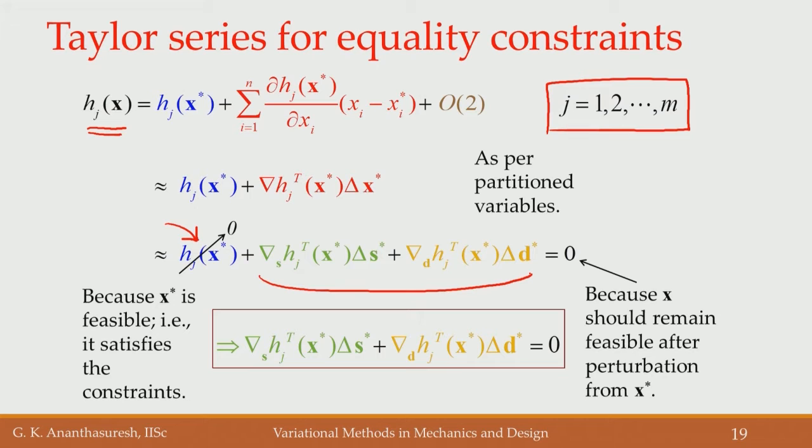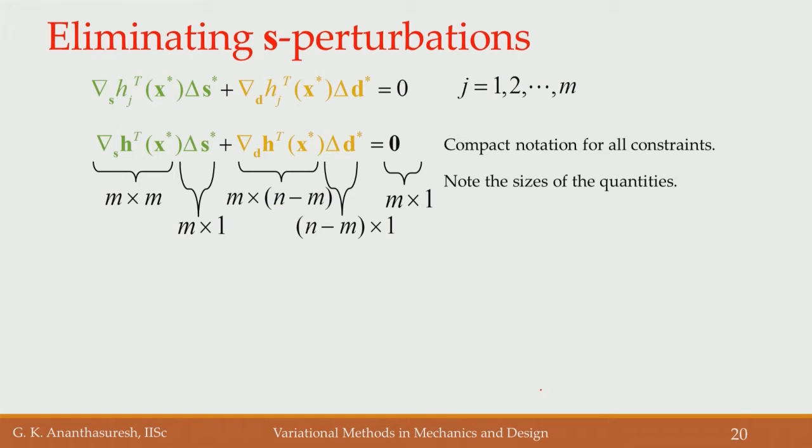So, we get an equation such as this for all j equal to 1 to n. Here j equal to 1 up to m. When we have this, we remove that j equal to 1 to m and express it in matrix form, a compact notation. We have the gradient of s of the entire h, not hj, but the entire h is what we are showing here.